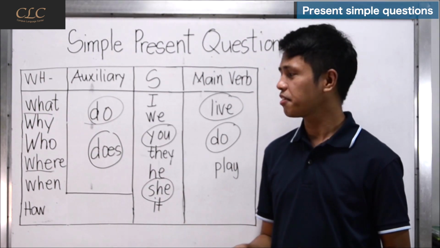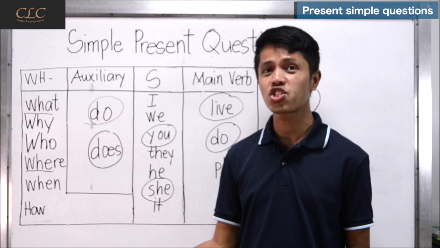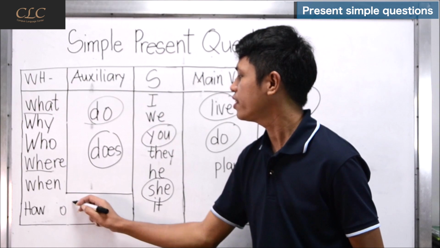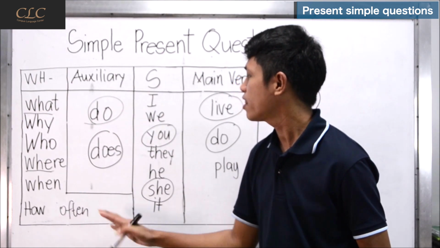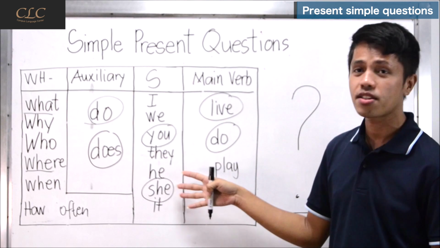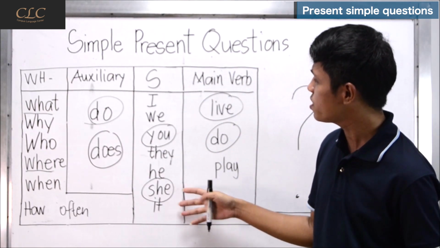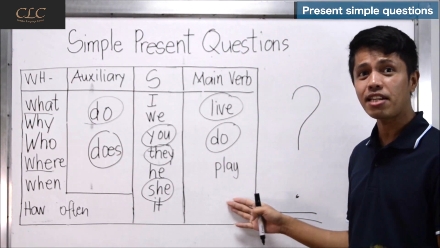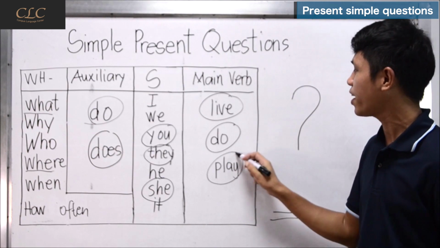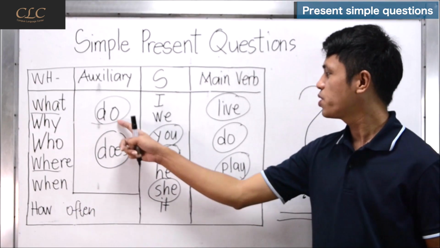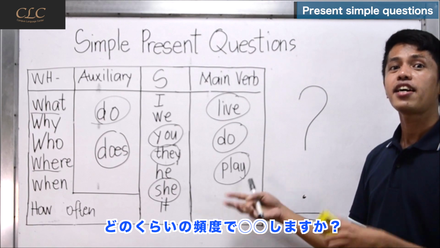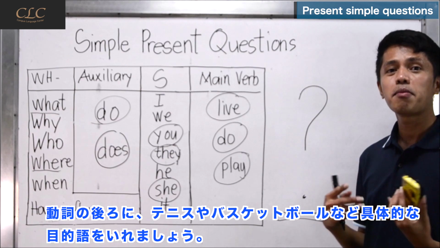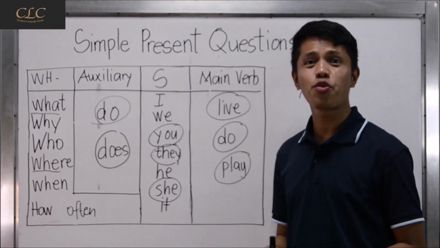Since I mentioned earlier that we can say how much, how many, and how often, let's try using how often. Then let's use some of the subject here. Let's try using they. And since we have one main verb here left, we can use play. So how often do they play? Plus other activities, for example, or other information. So like tennis, basketball.